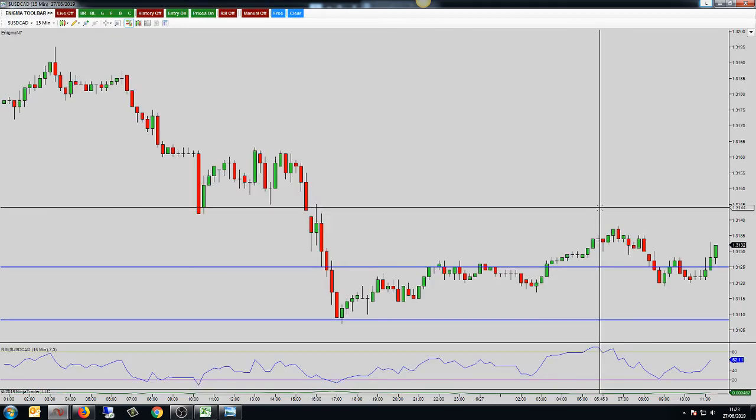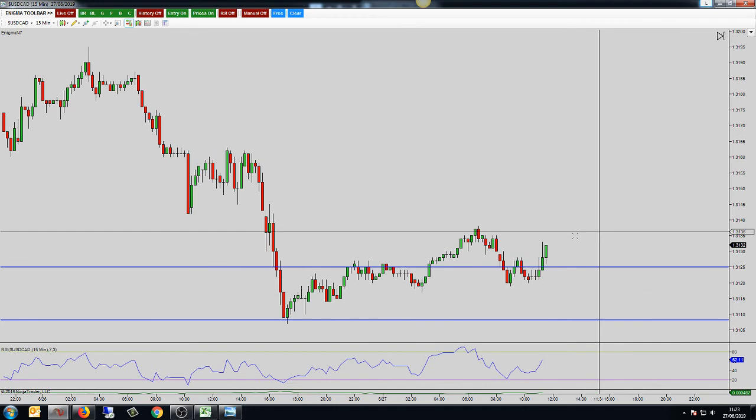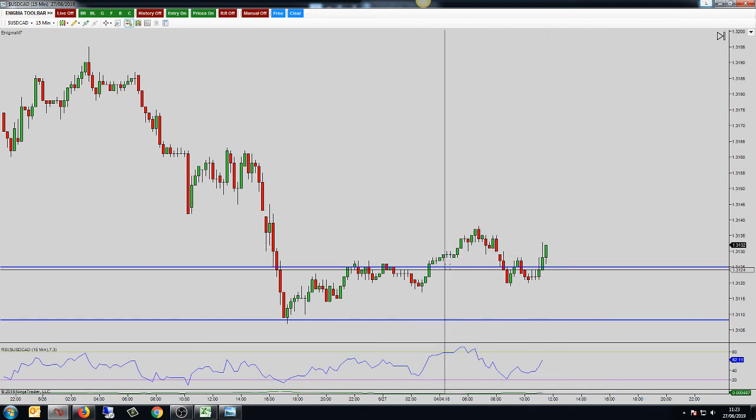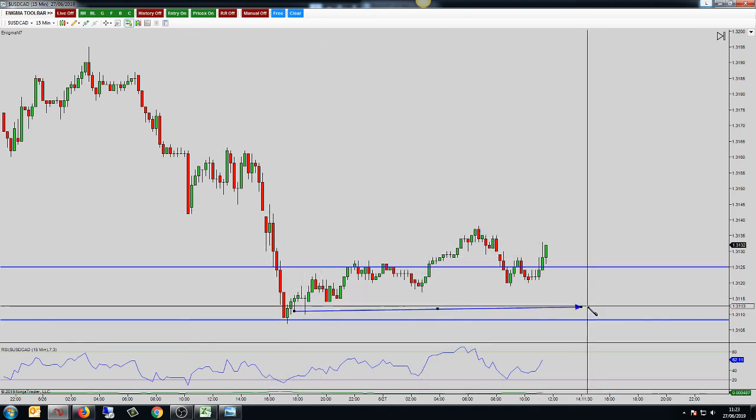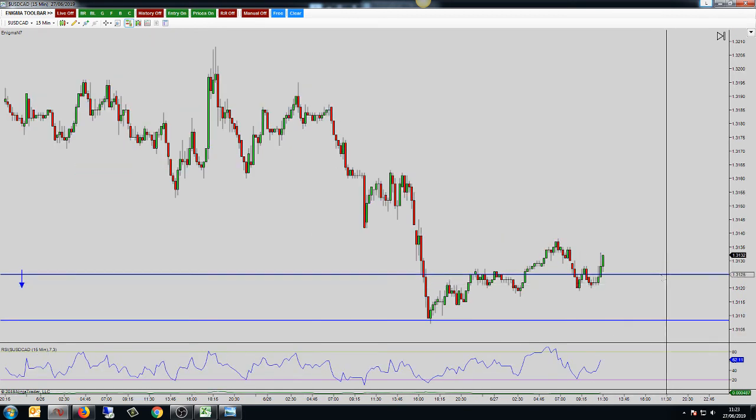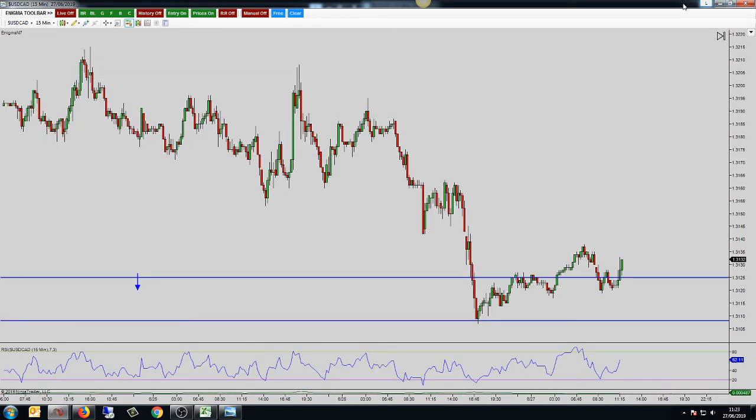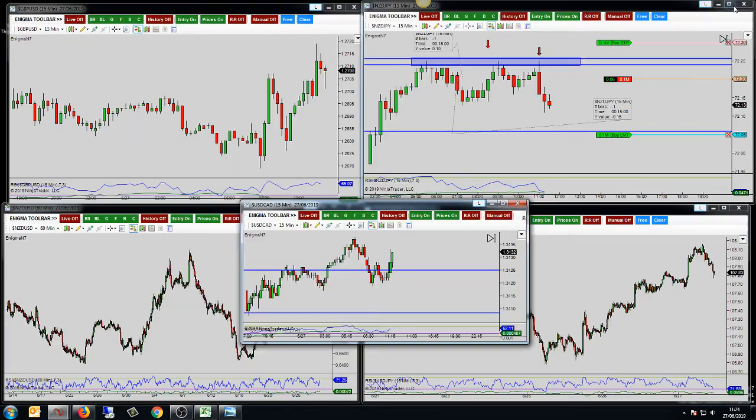Those of you who follow me for a long time know that I usually play for a 127, this will just simply be for a retest of the lows if we do get it. So that is the dollar CAD.